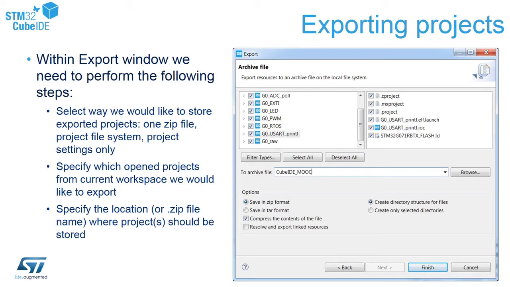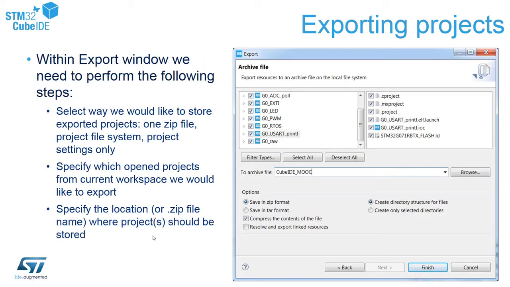Then the window will change and it will display all available opened projects within the active workspace. In our case, we have seven of them. We can select which projects we would like to export into the file, and then we need to specify the archive file. This is the window below. We need to press Browse and select the archive name. Then we need to specify the format. It can be zip, it can be tar. I would use a zip file, and once you do all those operations, you need to press Finish.